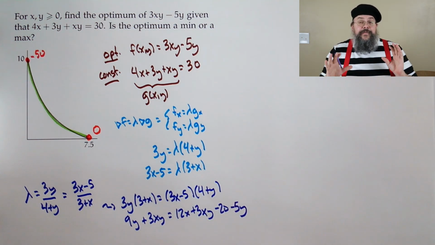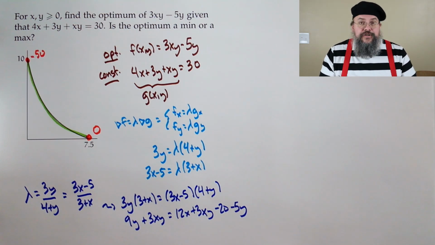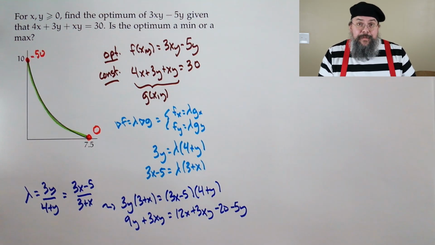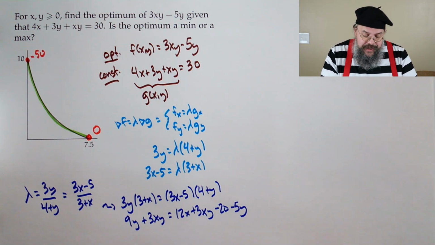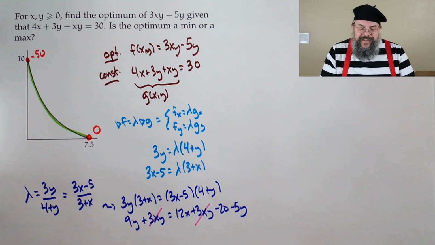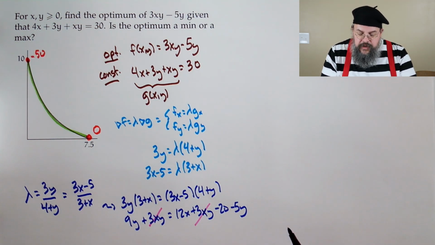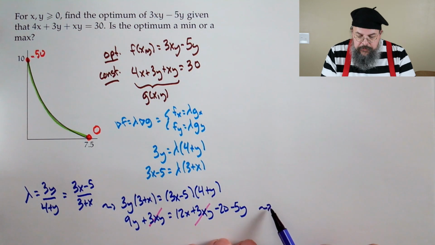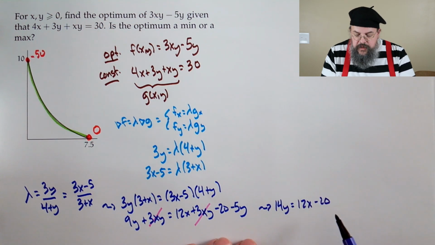Now, if the problem has been well set up and we've been living a good, clean algebra life, something good should happen right around here. And in our case, we're like, ooh, something good is happening. The 3xy's are canceling. Nice. And, well, we can keep it going, right? If we add 5y, that says, look, 14y is equal to 12x minus 20.